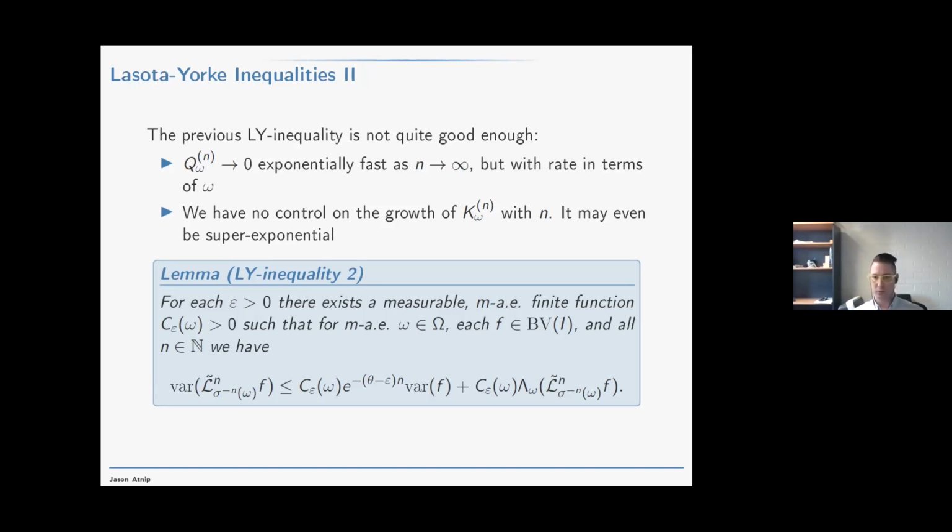To get around this, we prove a second Lasota-Yorke inequality, where now we're not just pushing forward, but we are in fact going back in steps along the sigma orbit, and then pushing forward so that we end up exactly on the omega fiber for every n. This is going to be very useful if we want to find an invariant density on the omega fiber, and we'll talk about that in a little bit. But in the second Lasota-Yorke inequality, we're finally able to get a uniform in omega exponential decay rate, and we have some sort of control over these k omega n terms.